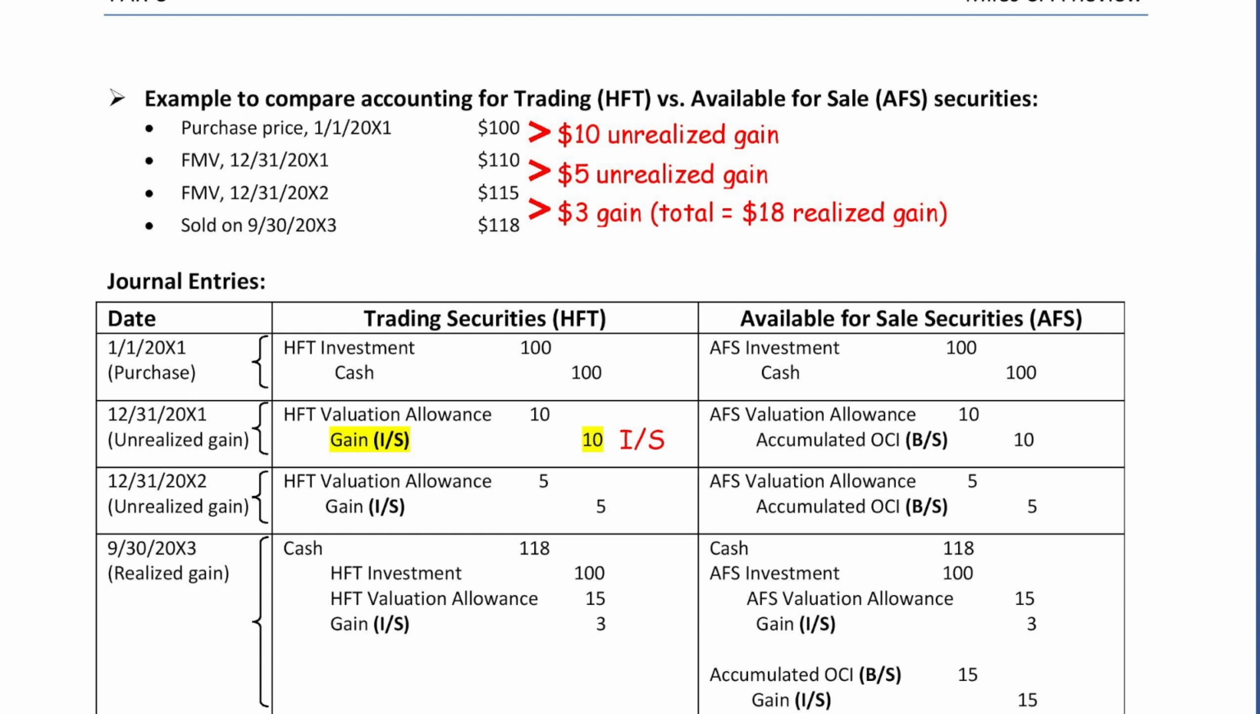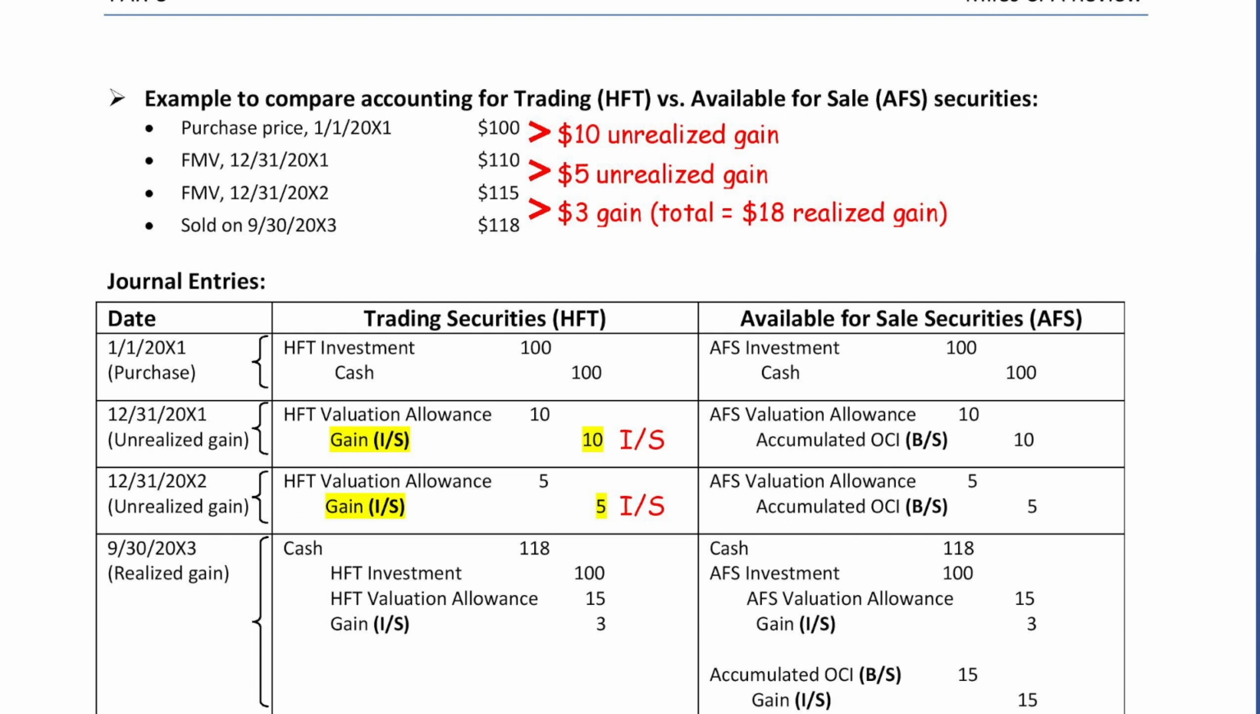Again, on 31st December year 2, there's an additional gain of $5. Again, write the I/S because that gain goes into the income statement. Guys, remember, we said for trading securities, even unrealized gains and losses go into the income statement. And that's exactly what's happening here.